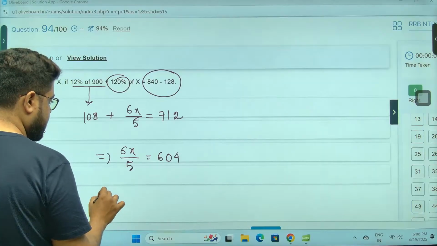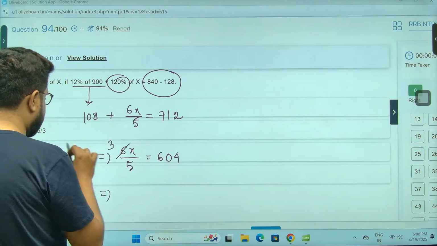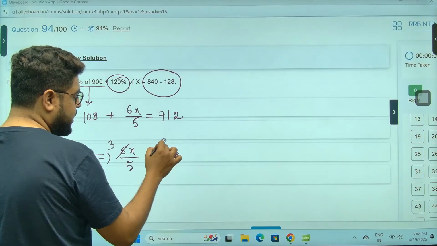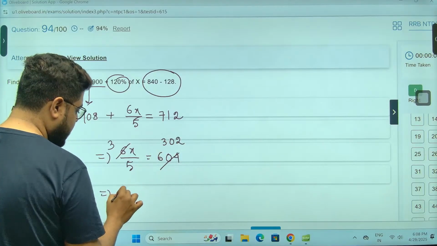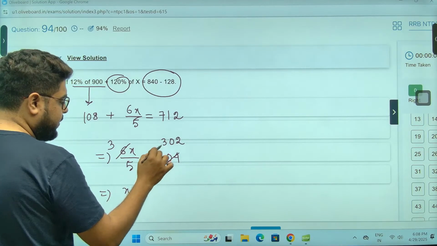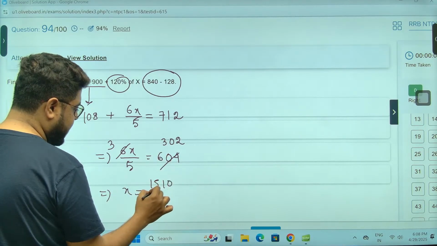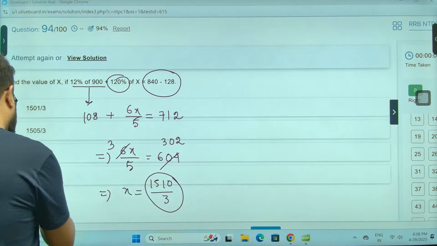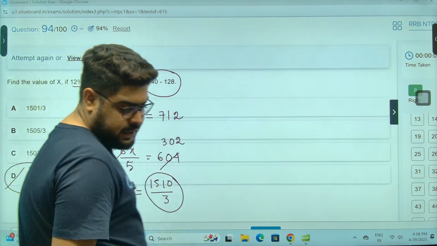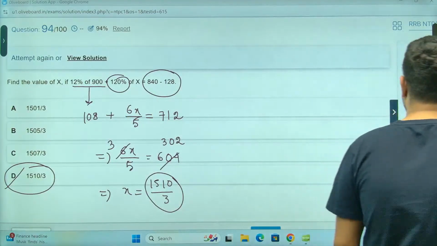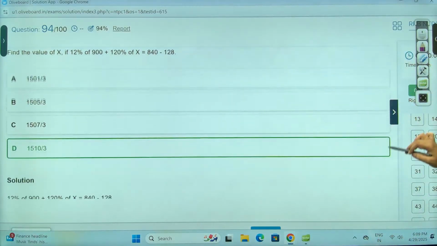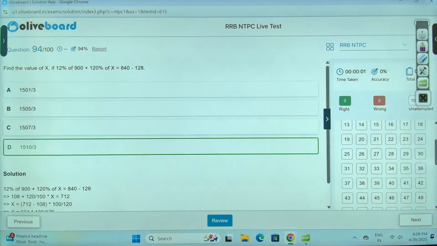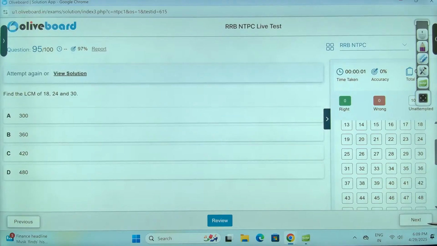That's what I said. By 3 it will be. So going by 2 it will be 302. So x will be 5 into 1510 by 3. 1510 by 3, option D. Option D is the answer. 1510 by 3 is the correct answer, sir. Simple question.